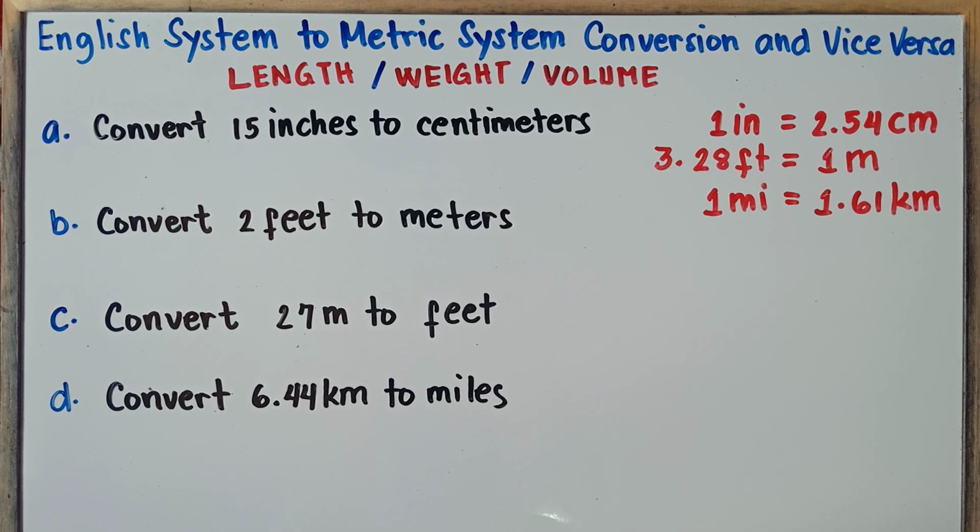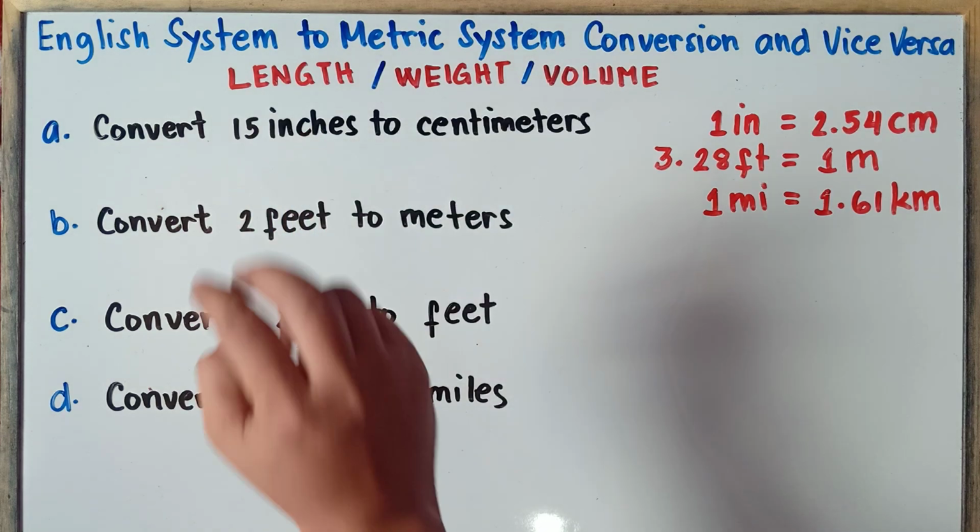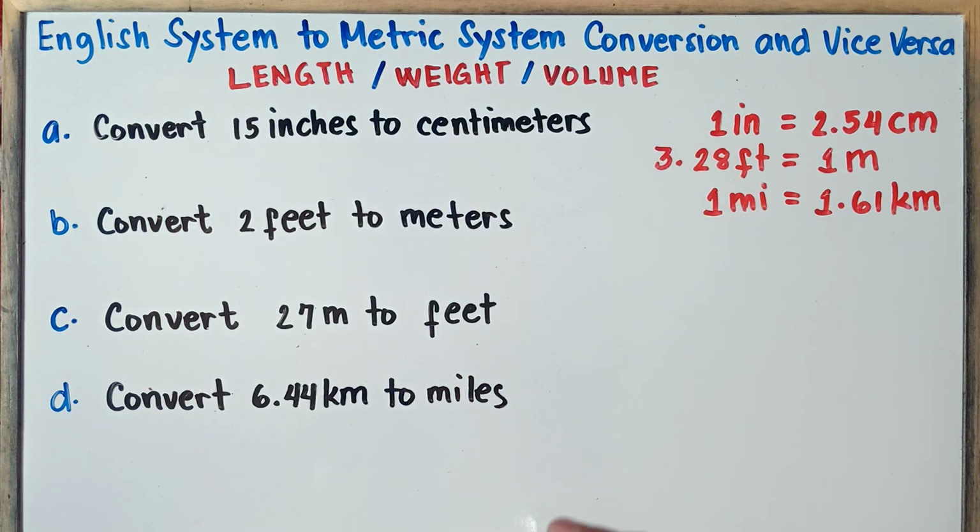Our topic for today's class is all about the English system to metric system, and then metric system to English system conversion. So without further ado, let's do this topic. Now for the units, class, of English and metric, we have the unit length, we have the unit weight, and we have the unit volume. Now I will give you 4 examples, class, for each unit for you to really understand this one.